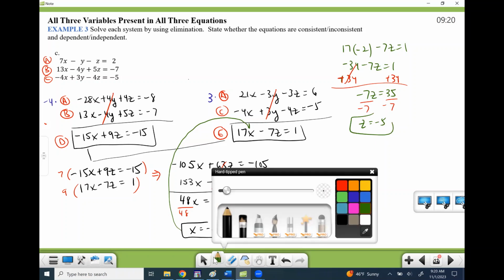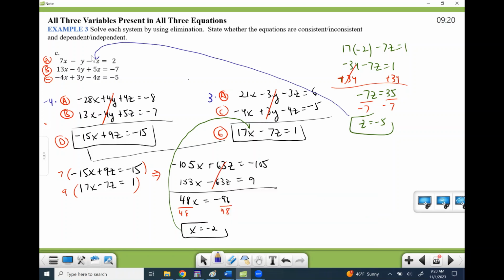Great. So now that we have both x and z, we'll go back to the beginning. And I do have a favorite equation. I think equation 1 is my favorite. So I'm going to put z in there. I'm going to put x in there. So we have 7 times negative 2 minus y minus negative 5 equals 2.